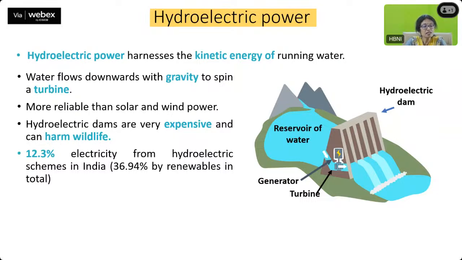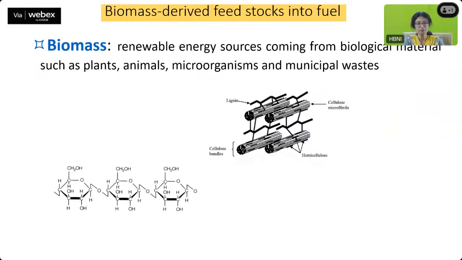So currently in India, we have around 12.3% of electricity which is generated from the hydroelectric schemes, which is, again, around 37% of the renewables in total.